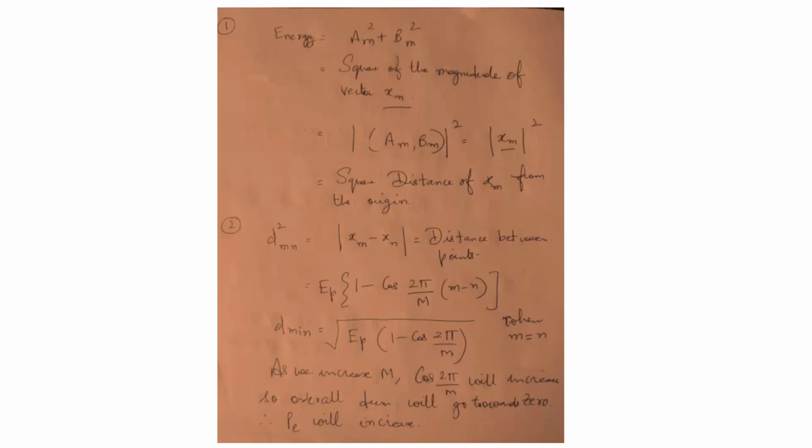Now, how will you find the minimum of this term? The minimum distance between the two points will be when m minus n is equal to 1. In that case, d_min will be equal to E_p (1 minus cos(2 pi by capital M)). As we increase the number of points in the constellation diagram, cos(2 pi by capital M) will increase, so the overall term will go towards zero, and the probability of error will increase. That means if we increase the number of points, the distance between two points will go towards zero. As the distance between the two points becomes minimum, the probability of error will increase.